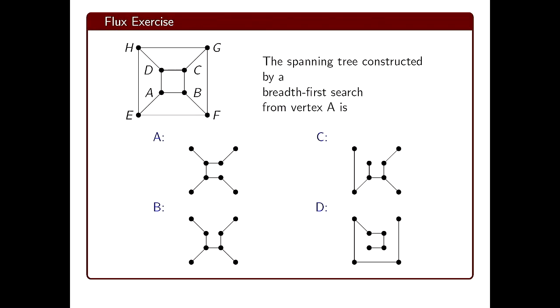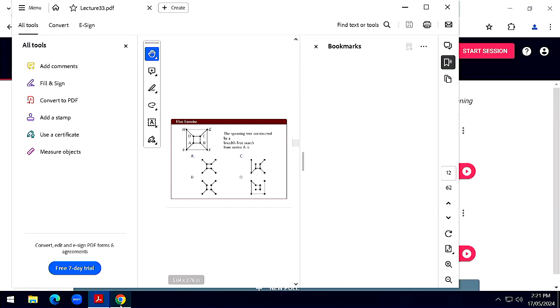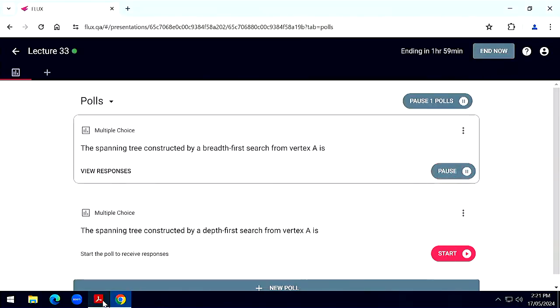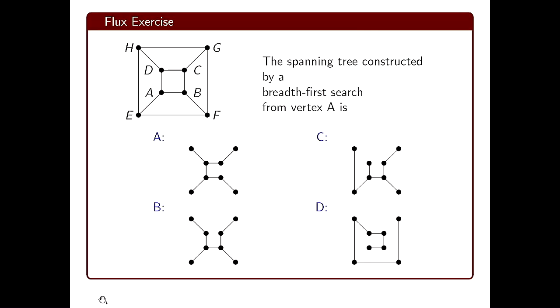Okay, so you do one. Tell me what I would get if I did a breadth-first search on this one. Take a little bit of time over this.